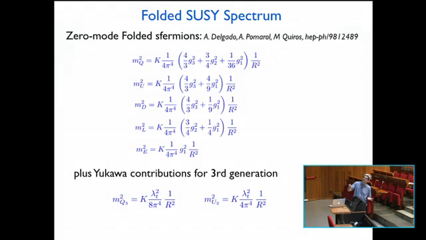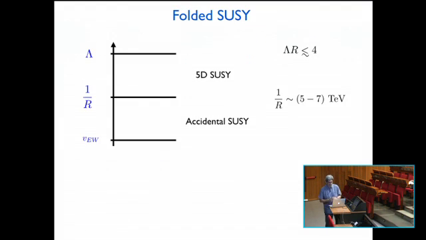So the masses are several hundred GeV if I assume that 1 over R, for example, is a few TeV, which is my UV bound. That's all this transparency says. So this is the setup.